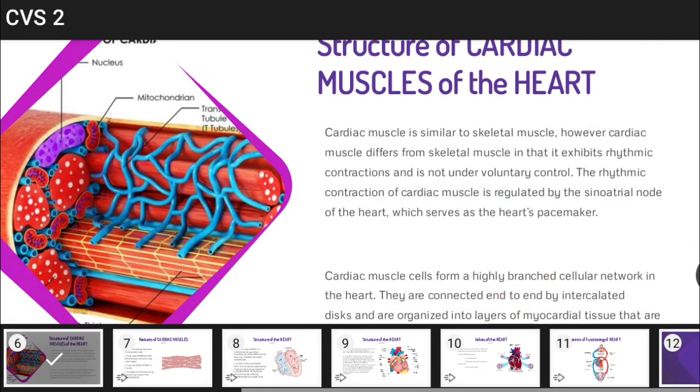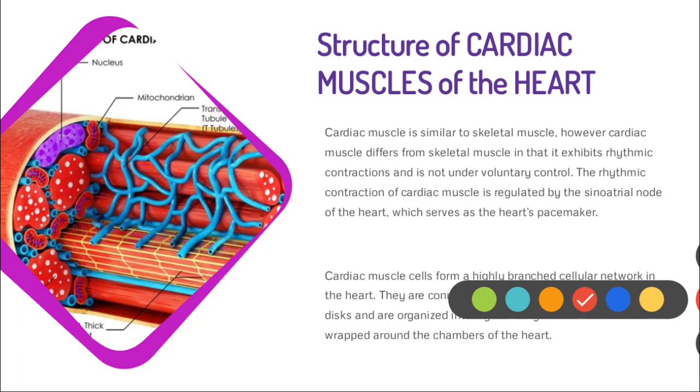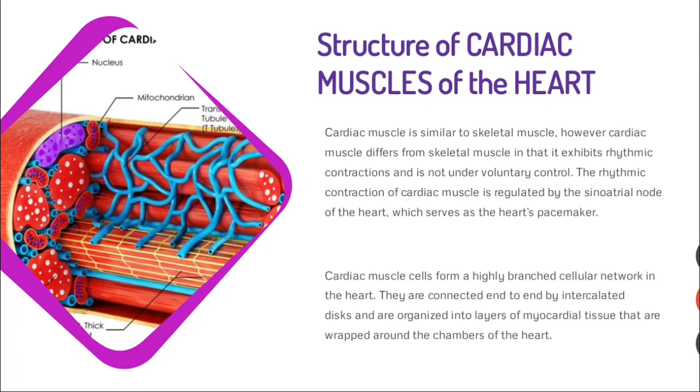Now coming to the structure of cardiac muscles of heart. See, let us discuss the structure. Cardiac muscle structure is very similar to your skeletal muscle structure. However, cardiac muscles differ from skeletal muscles in that they exhibit rhythmic contractions and are not under voluntary control. Yes, actually, your skeletal muscles are under your voluntary control.